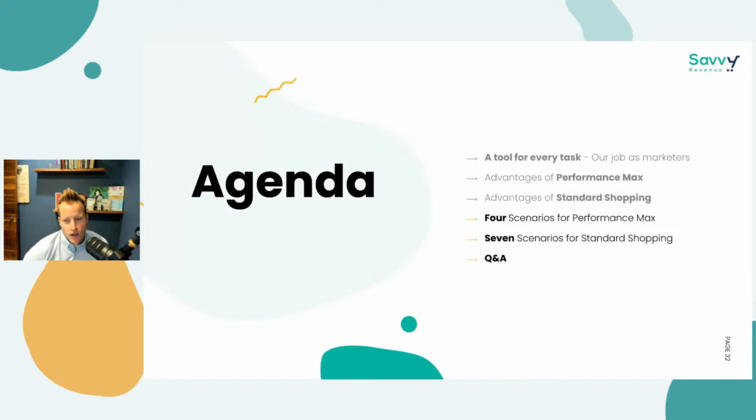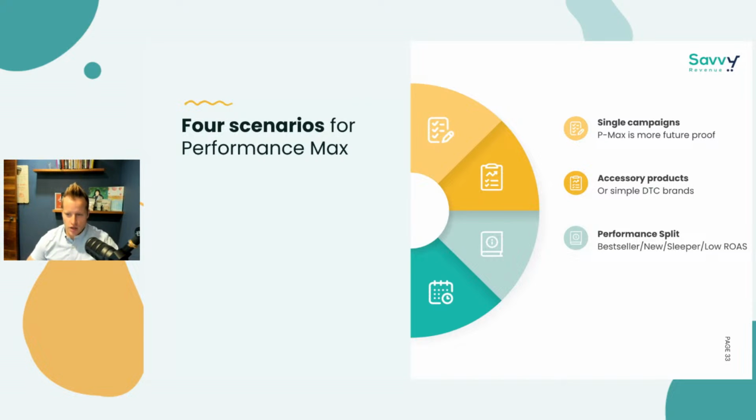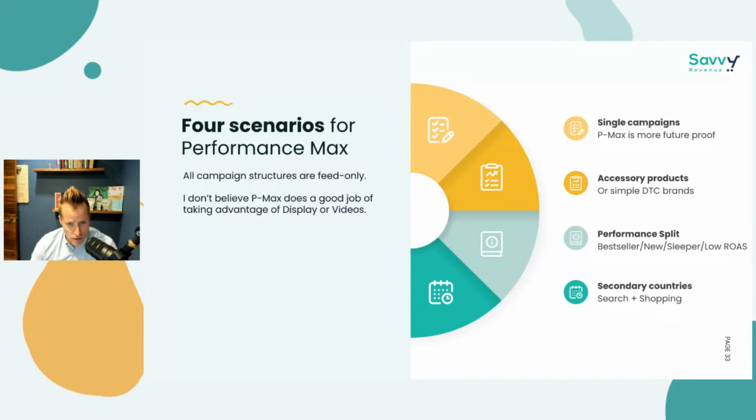I don't know why. So going into the meat of the conversation today, we'll talk about 4 scenarios for PMax. The 4 scenarios that we've listed are a single campaign, accessory products or simple D2C brands, then the performance split, bestsellers, new, sleeper, low ROAS, whatever we call it, and then secondary countries. All these campaigns are feed only.